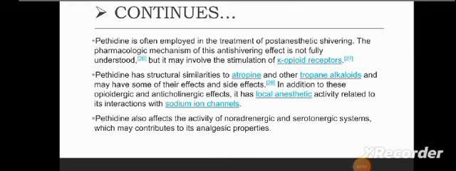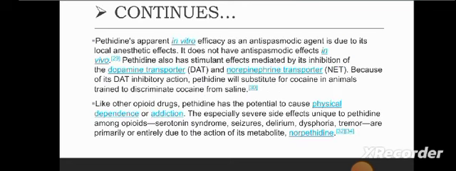The noradrenergic system is a neural system that is responsible for synthesis, release, and storage of the neurotransmitter norepinephrine, while the serotonergic system is a collection of neurons and nuclei distributed along the brainstem. Pethidine's apparent in vitro efficacy as an antispasmodic agent is due to its local anesthetic effect. It does not have an antispasmodic effect in vitro.